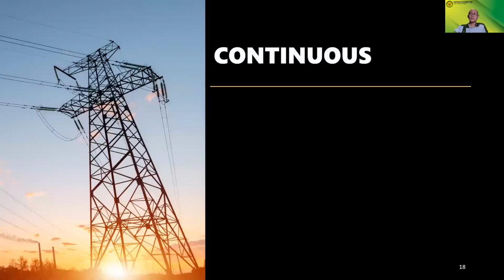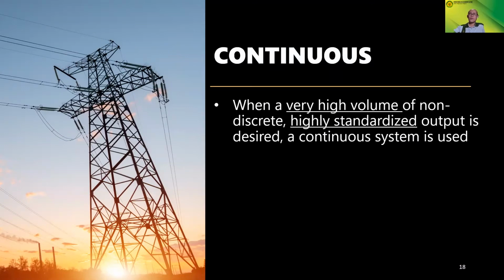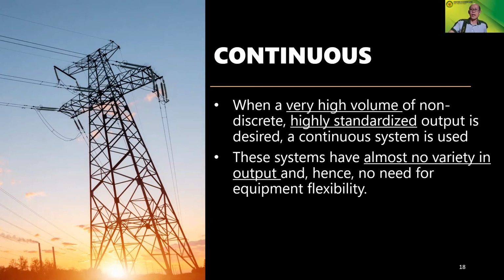The next process type is continuous processing. When a very high volume of non-discrete, highly standardized output is desired, a continuous system is used. Non-discrete goods or products are those that can be bought in any quantities other than positive integers. Examples are sugar, salt, and oil. These systems have almost no variety in output, hence no need for equipment flexibility.